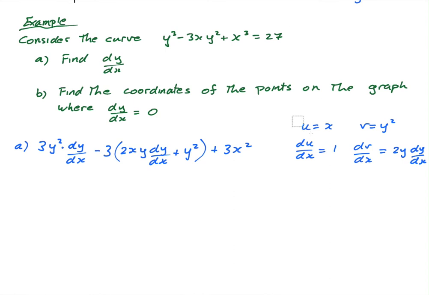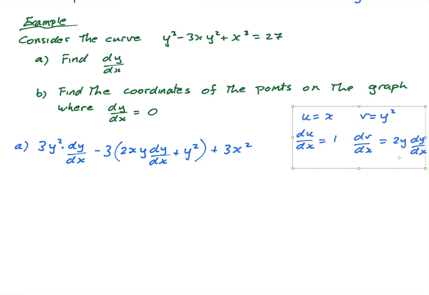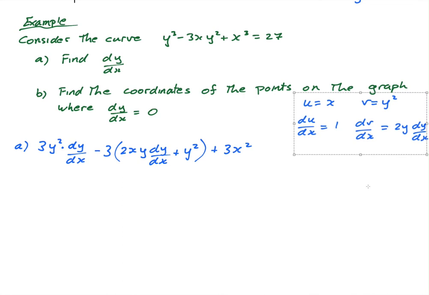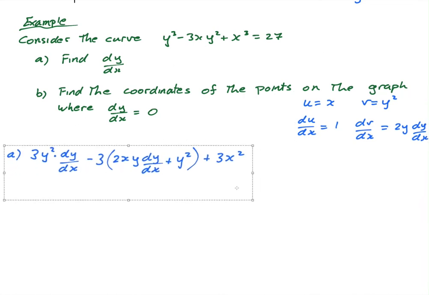Now here we have another situation where a common mistake occurs. You have to differentiate the right as well. So we differentiate the left and we differentiate the right. The common mistake is to put down 27. That is wrong. You have to differentiate 27, and the derivative of 27 is 0.